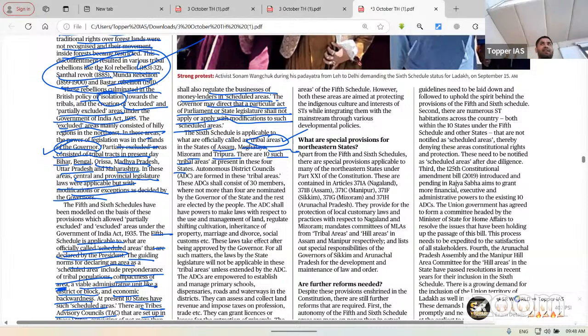In all these tribal areas, there are institutions, councils called autonomous district councils. So these are the 4 states which have tribal areas, right? There are a total of 10 tribal areas, and each tribal area has an autonomous district council. In the Fifth Schedule we had the Tribes Advisory Council. Similarly, in the Sixth Schedule, autonomous district councils are formed in these tribal areas. These ADCs shall consist of how many members?